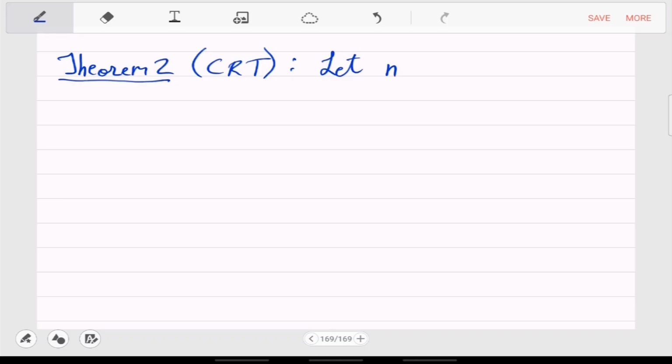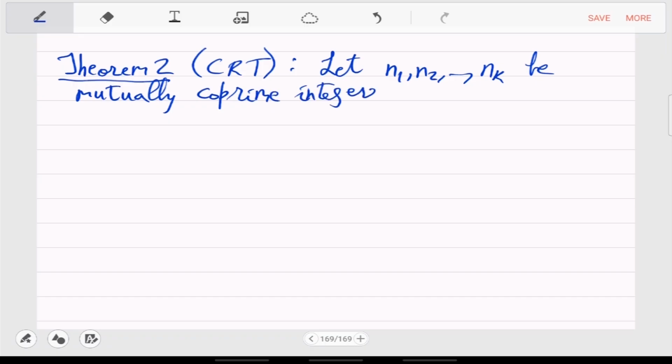So let N1, N2, ..., Nk be co-prime, be mutually co-prime integers. So mutually means that any pair you take Ni comma Nj, it's co-prime. GCD is 1.